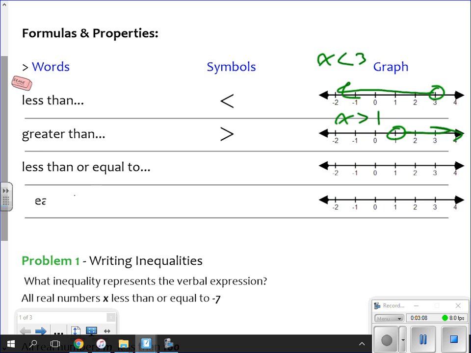Less than or equal to. Slightly different. Everything is less than that number or equal to that number. And our symbol is slightly different. It has a little extra line on it, which means that that number is included. For example, if I have X is less than or equal to 2, that means it can be 2 and everything's smaller. So X can be 2, because it's or equal to. So everything's smaller than 2, and 2 itself will also work.